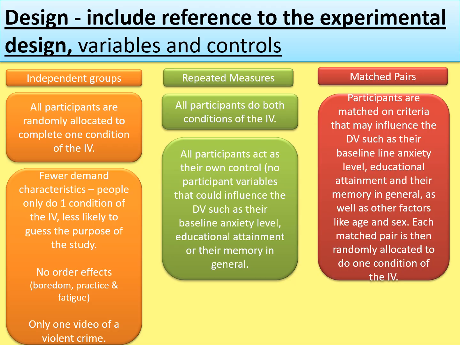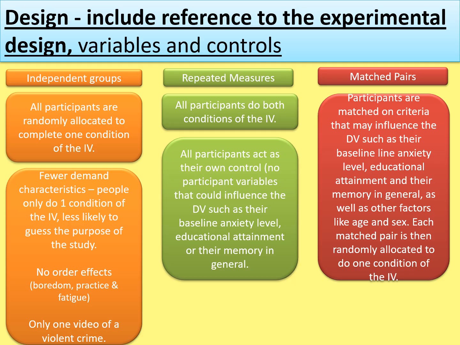So matched pairs design means that participants are matched on criteria that may influence the DV, such as their baseline anxiety level, their educational attainment, and their memory in general, as well as other factors like age and sex. Each matched pair is then randomly allocated to do one condition of the IV. So that's what matched pairs is. You'd have to explain that. And then the justification for it.